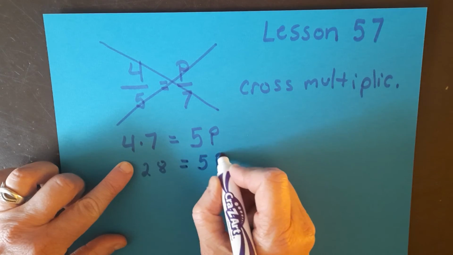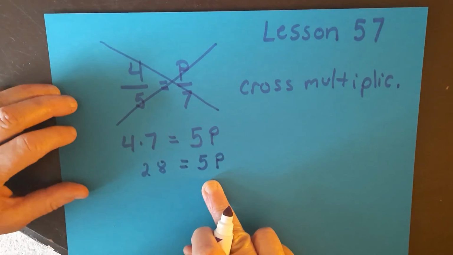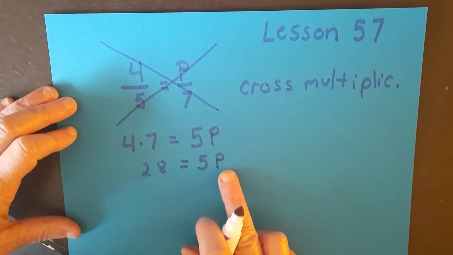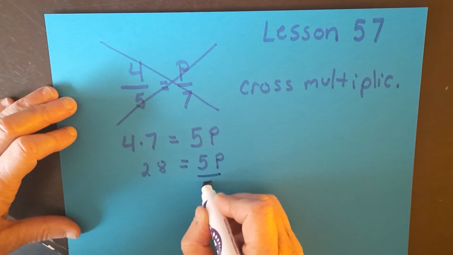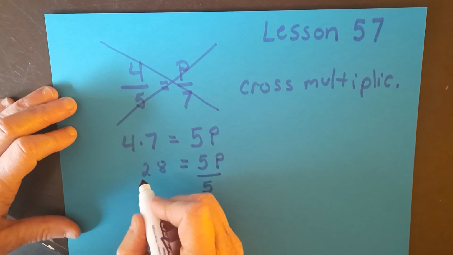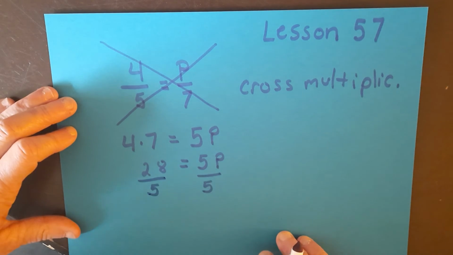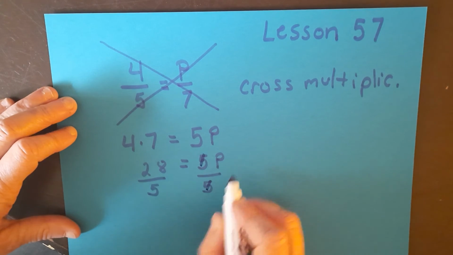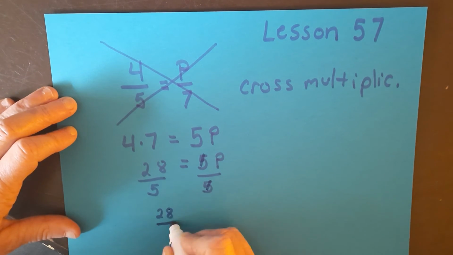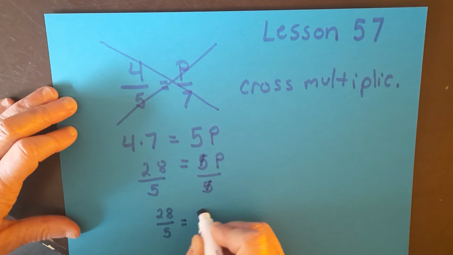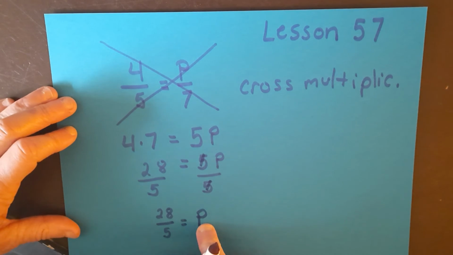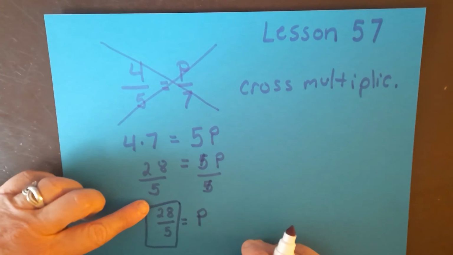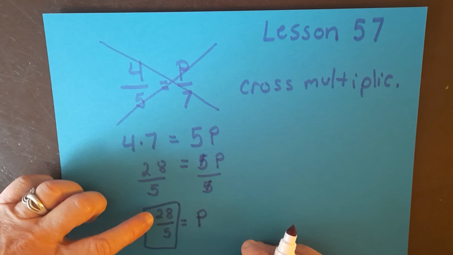28 equals 5p. We've done problems like this. P is being multiplied by 5, so to get rid of it on this side, we need to divide it by 5. And if we divide this side by 5, we need to divide this side of the equation by 5 as well. We've done these before. So the 5's cross off, and we end up with 28/5 equals p. So that would be the answer. P equals 28/5.